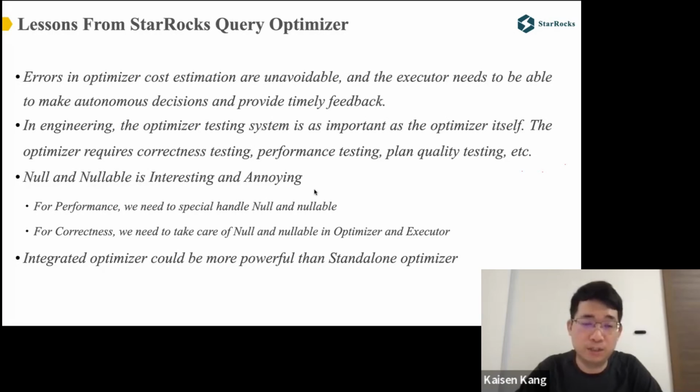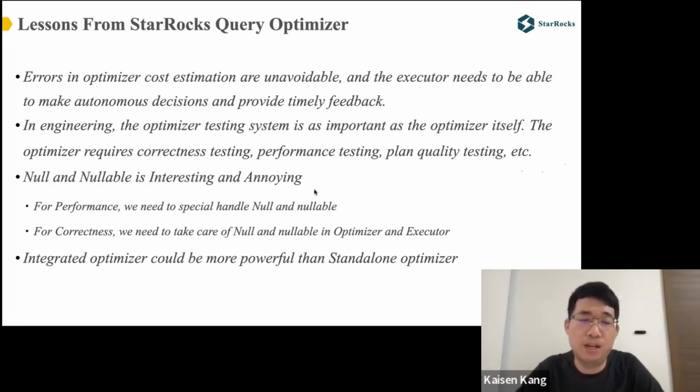And the second is in engineering. The optimizer test system is as important as the optimizer itself. The optimizer requires correctness testing, performance testing, plan quality testing, and so on. I believe that our open source database ecosystem would benefit from an open source testing system for the optimizer and the query engine, along with publicly available test datasets. And this could specifically accelerate the transition of database optimizers from demo to maturity.